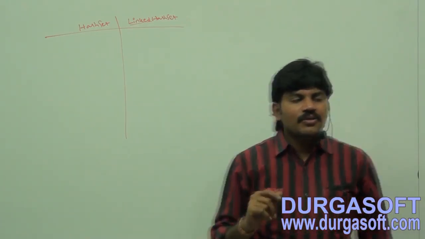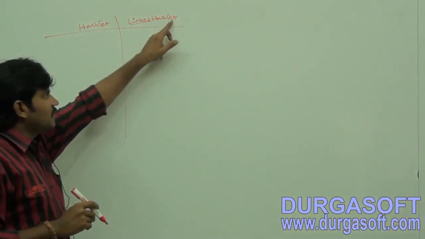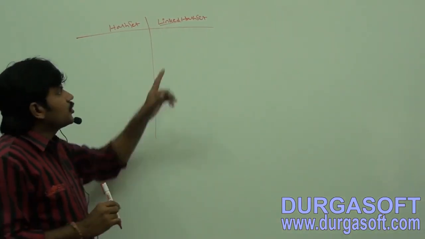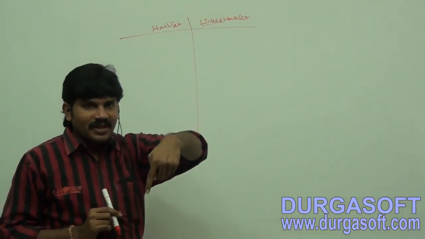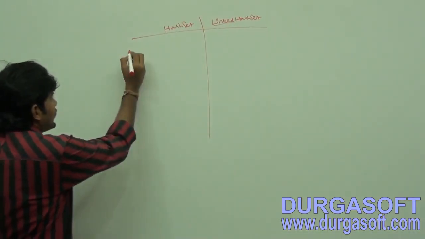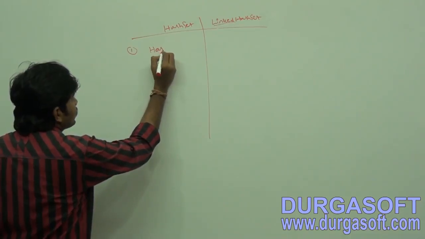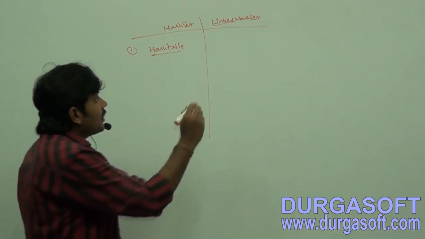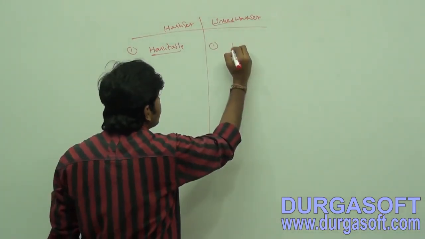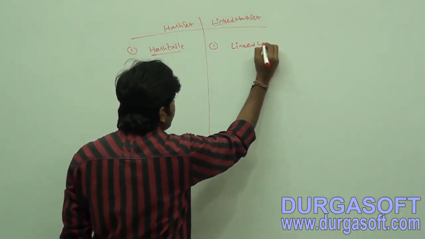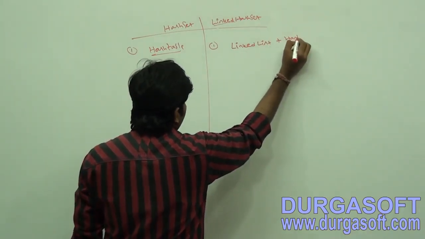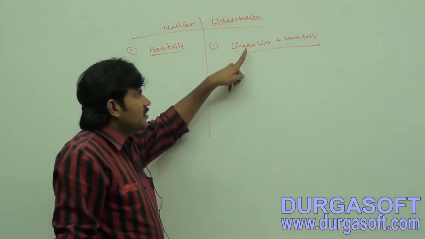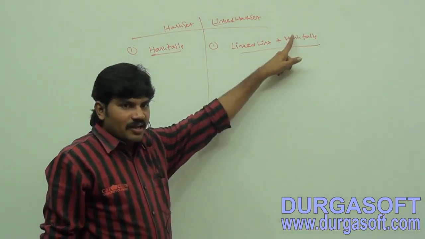Are you getting it? In hash set duplicates are not allowed. Linked means what? Internally it is going to use a linked list. What is the underlying data structure for a hash set? Hash table. But the underlying data structure for linked hash set is linked list plus hash table. That's why insertion order is preserved, duplicates are not allowed.